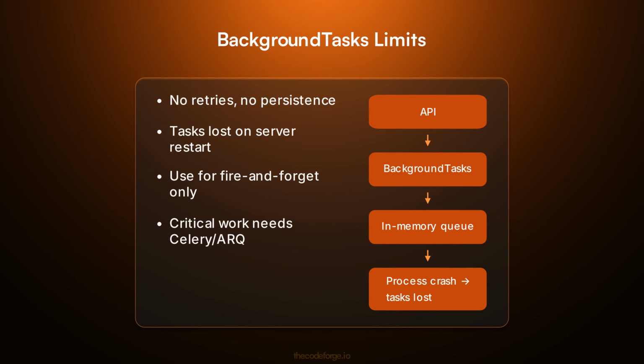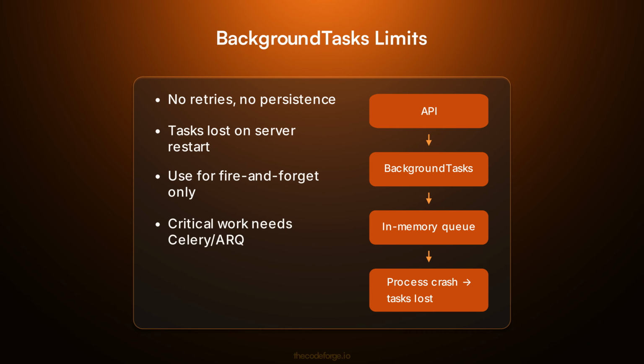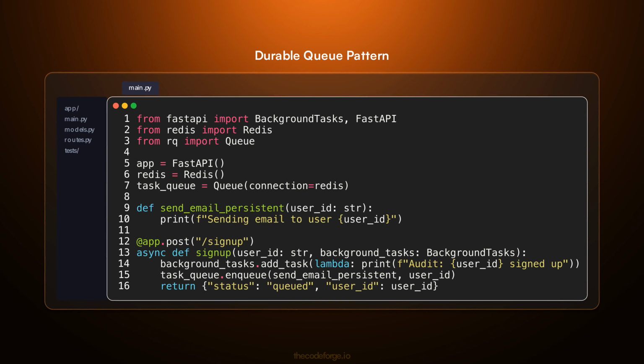Background tasks are in memory. If your server restarts or crashes, all queued tasks vanish. Use them only for non-critical work like welcome emails or audit logs. For durable tasks, use Celery or ARQ with a Redis broker. For durable work, use a proper queue.